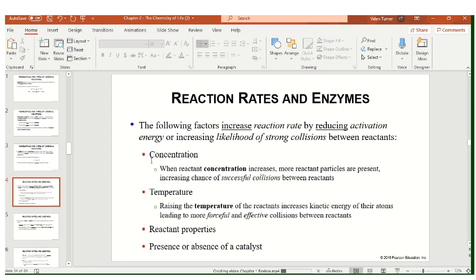Just to give you the answer straightforward. The higher the concentration, the faster the reaction will go. The lower the concentration, the slower it will go. Then there's temperature. The higher the temperature, aka the hotter it is, the faster the reaction will go. The lower the temperature, or the colder it is, the slower the reaction will go.